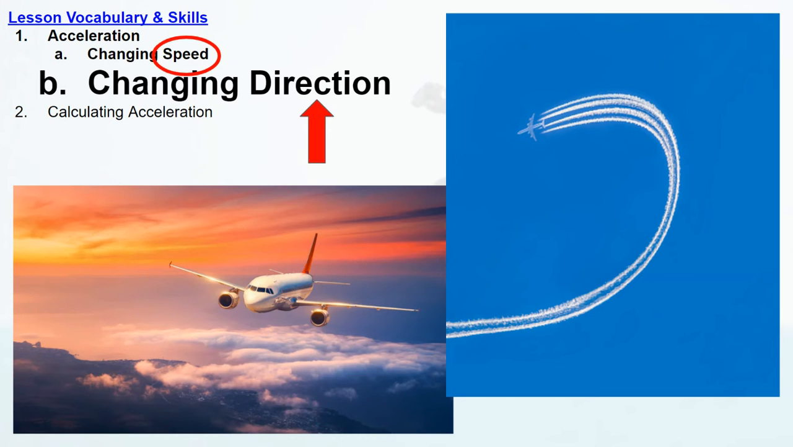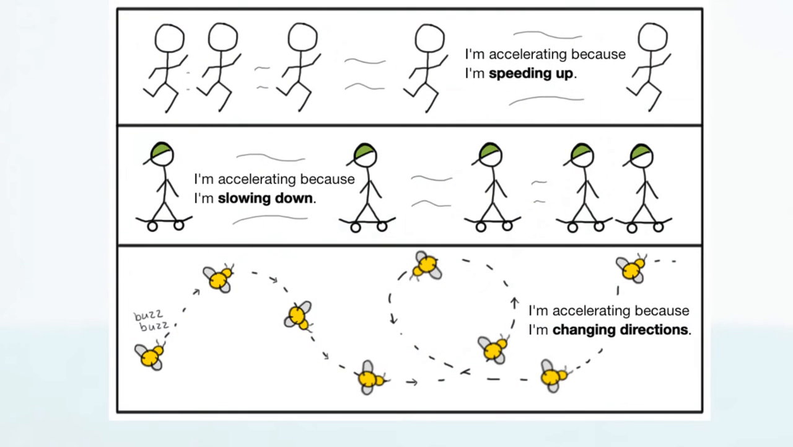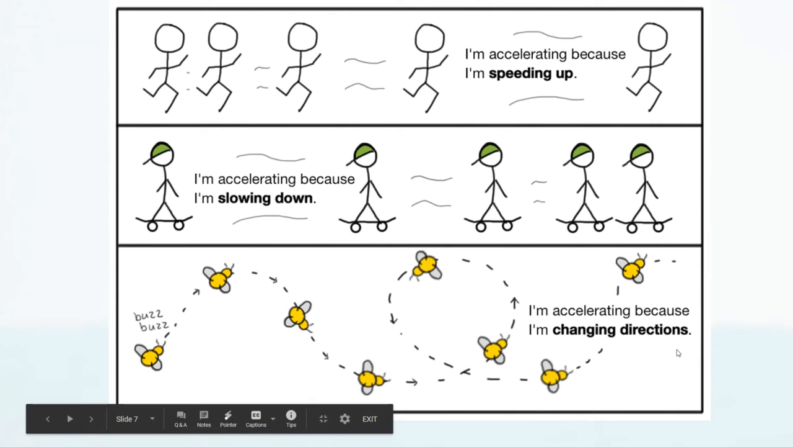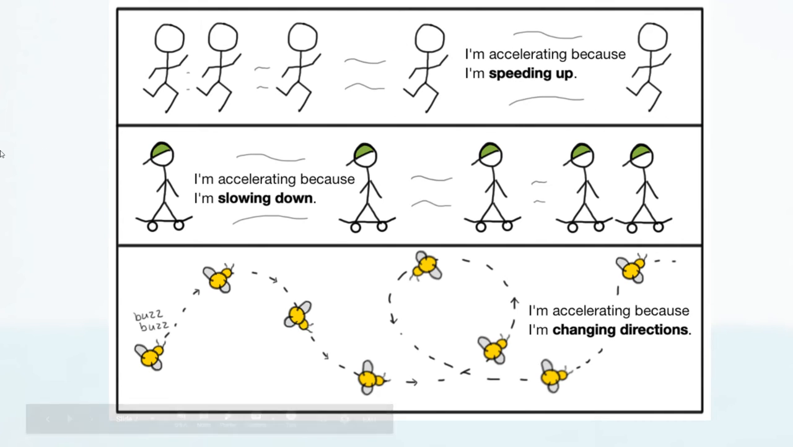So let's look at a recap here. It can be speeding up to be considered accelerating, slowing down, changing directions, or any combination of these three things. If it has any one of those things, it would be called accelerating.